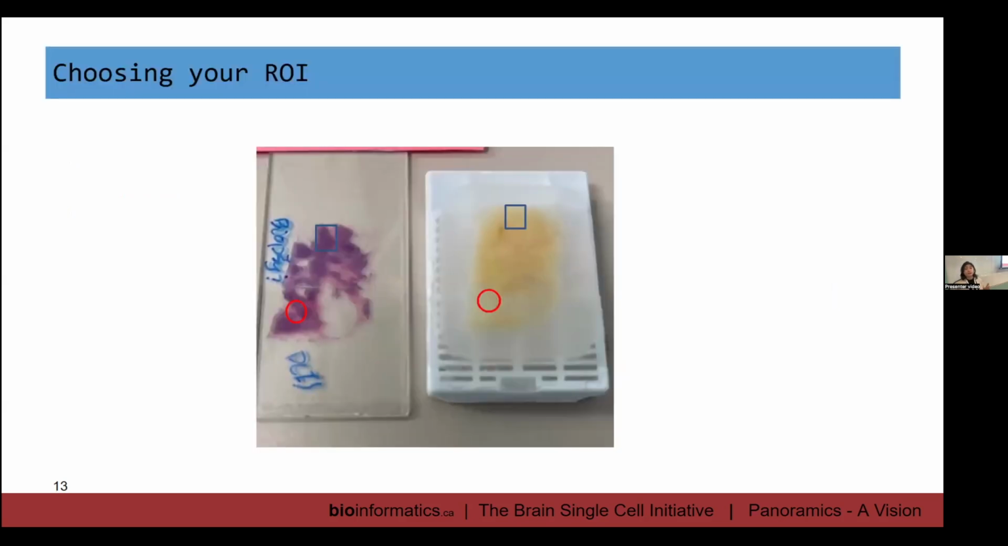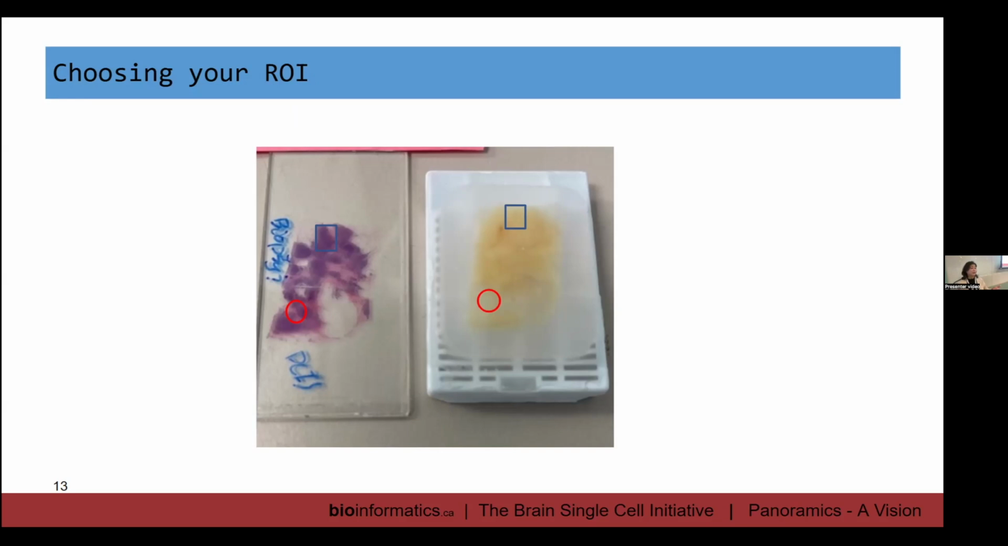So here it is, choosing your region of interest. On one picture, you have an H&E slide. You can see it's purple. There's a red circle and a blue square there. These are the regions that you're interested in. The block is right beside it, the wax block. We've already matched up the slide to the block to see where this region of interest is, because we need to cut this block and match it up according to the specifications of 10x Genomics.